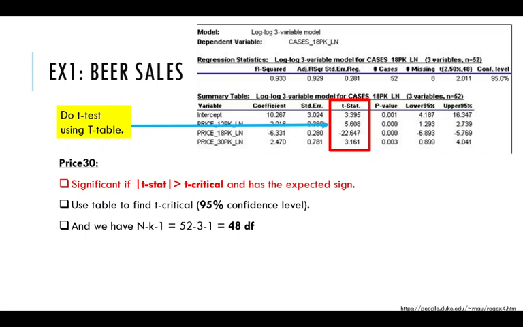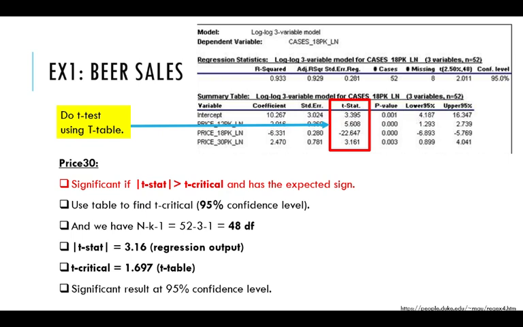We've got our 48 degrees of freedom. So our t statistic, which comes from the table right here from our Excel output, is 3.16 from our regression output. Compare that to our critical t, which comes from our t distribution table, 1.697. Do we agree? We do have a significant result at the 95% level of confidence.